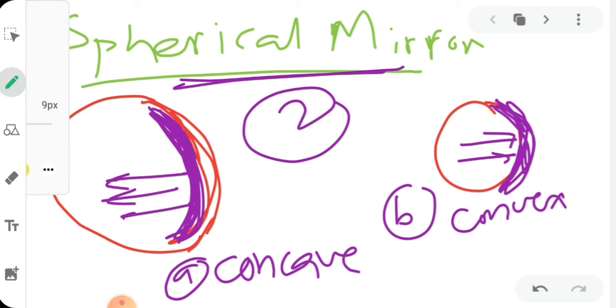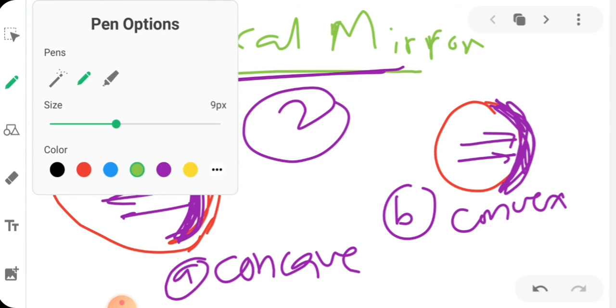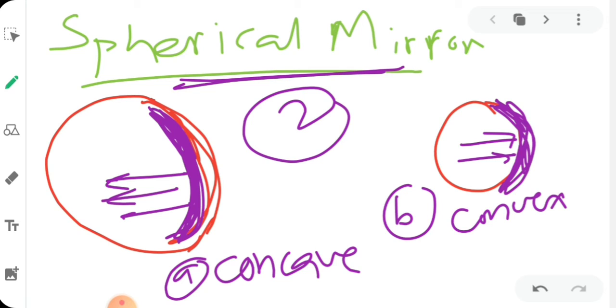One more simple and tricky thing I would like to tell you: if we are talking about spherical mirrors, then if the reflecting surface is from inside, the silver coated surface will be from outside, and if the reflecting surface is from outside, then the silver coating surface will be from the inner portion. So these are the concave and convex mirrors itself.